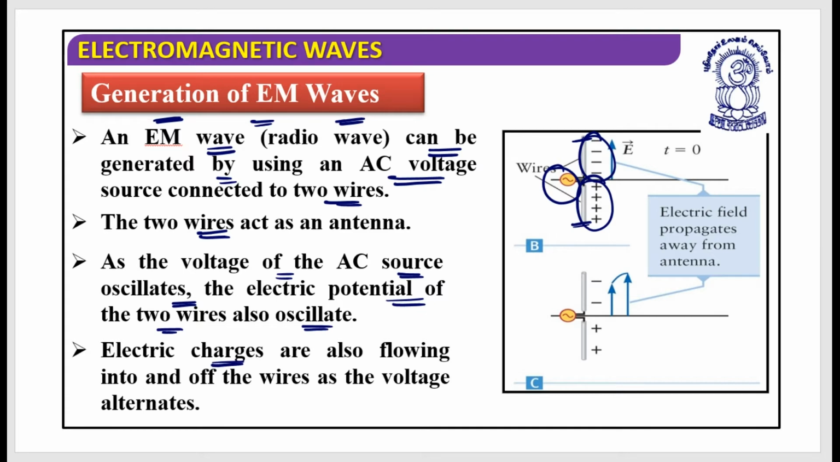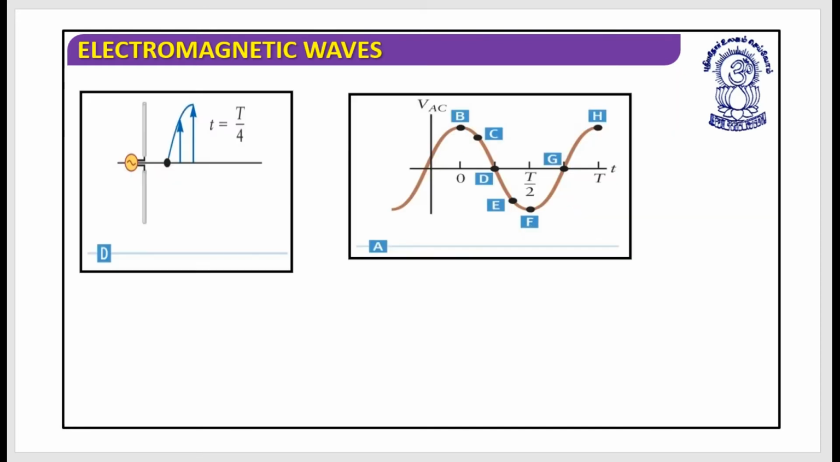So the electric charges are also flowing into and out of the wires as the voltage of the antenna. As you can see, if this has been connected, it starts oscillating. If I consider this as 0, then this would be the time T by 4, because it's a quarter of a complete cycle. If you want to look at the complete cycle, it is something like this. Yes, this is a complete cycle that can be radiated with the help of an antenna.